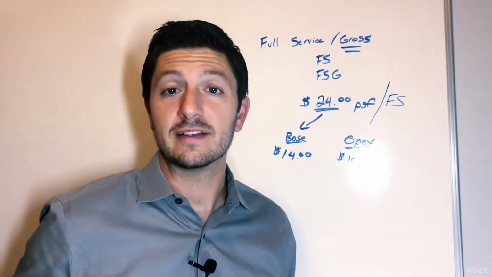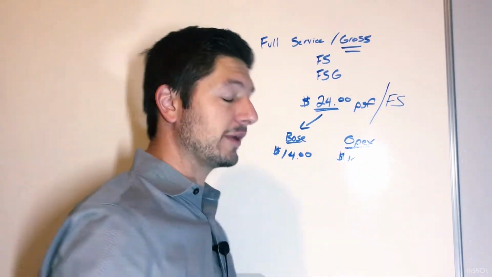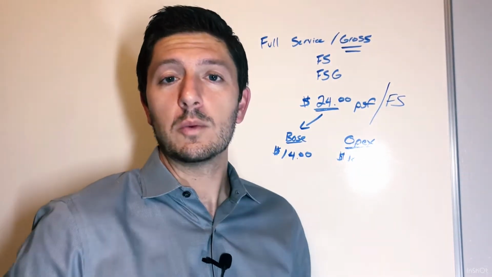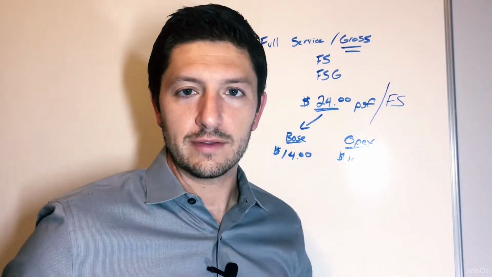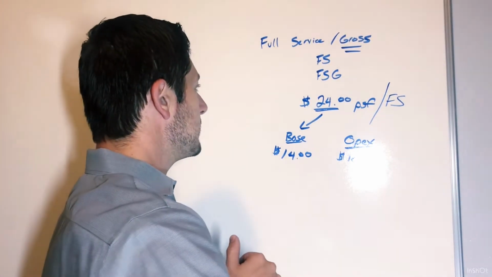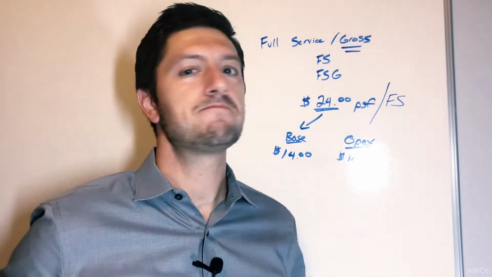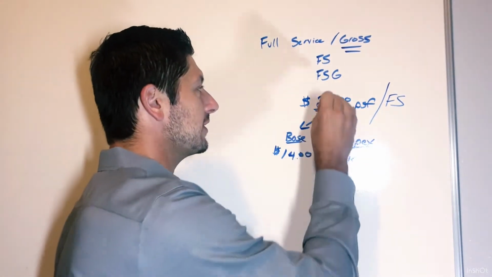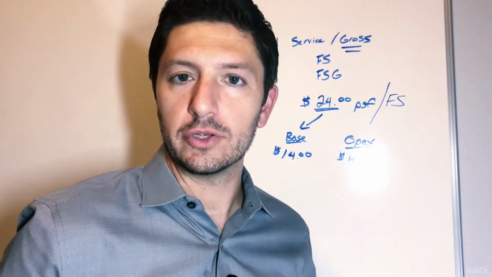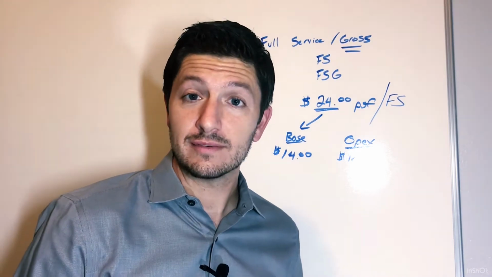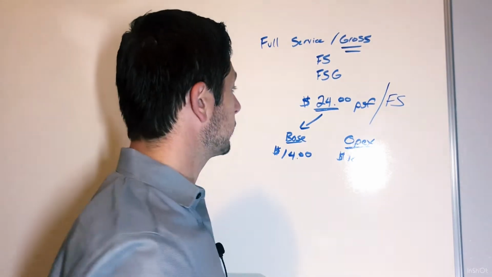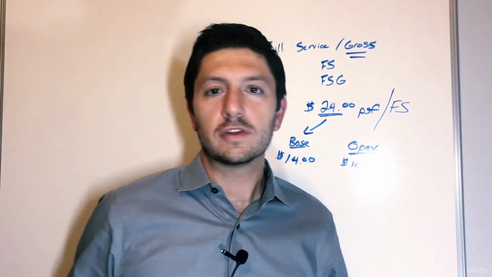You could ask the leasing agents of the property what the operating expenses are for the property, what they've been running, what they're estimated to be in the coming year. If it's a full service gross number, you don't have to add anything to it. That number is the number you'll use to figure out what the rent is. So that's full service gross.